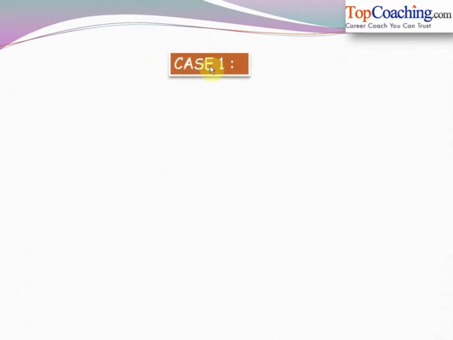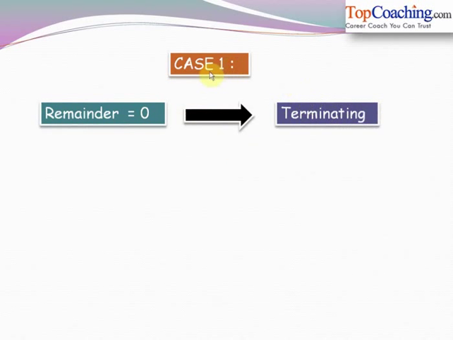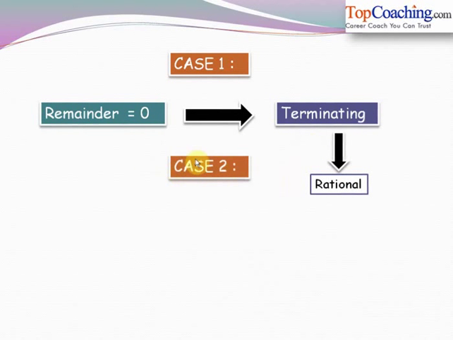Now, let's take the case number 1 as remainder equal to 0. So whenever we get remainder equal to 0, then it is known as a terminating decimal. Terminating decimal is always a rational number. Let's take case number 2. The case number 2 is remainder not equal to 0. Earlier we took the case as remainder equal to 0. Now of course the second case will be remainder not equal to 0.